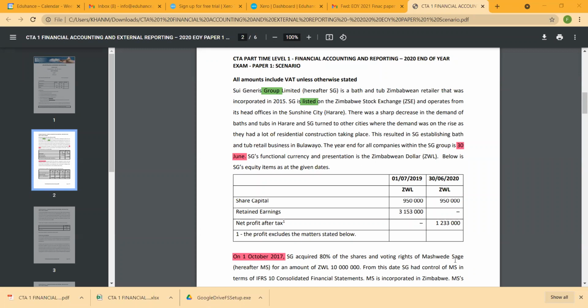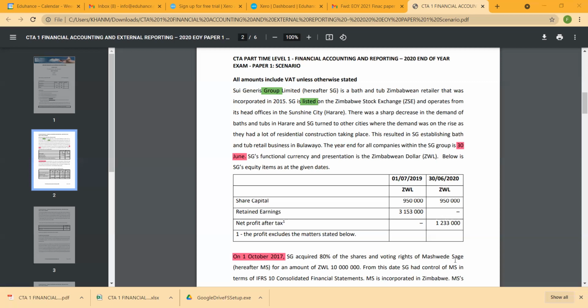Let's go on. Okay. So they say, Sue Generous Group Limited, SG, is a bath and tub Zimbabwe retailer that was incorporated in 2015. SG is listed on the Zimbabwe Stock Exchange and operates from its head office in the Sunshine City, Harare. Okay. So you can just see nothing really important in that first three lines.